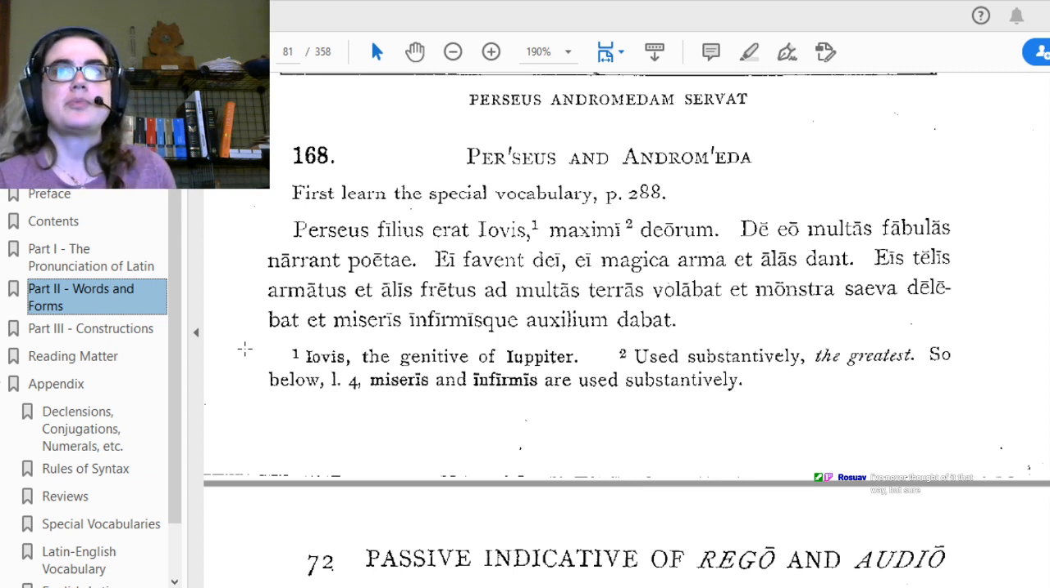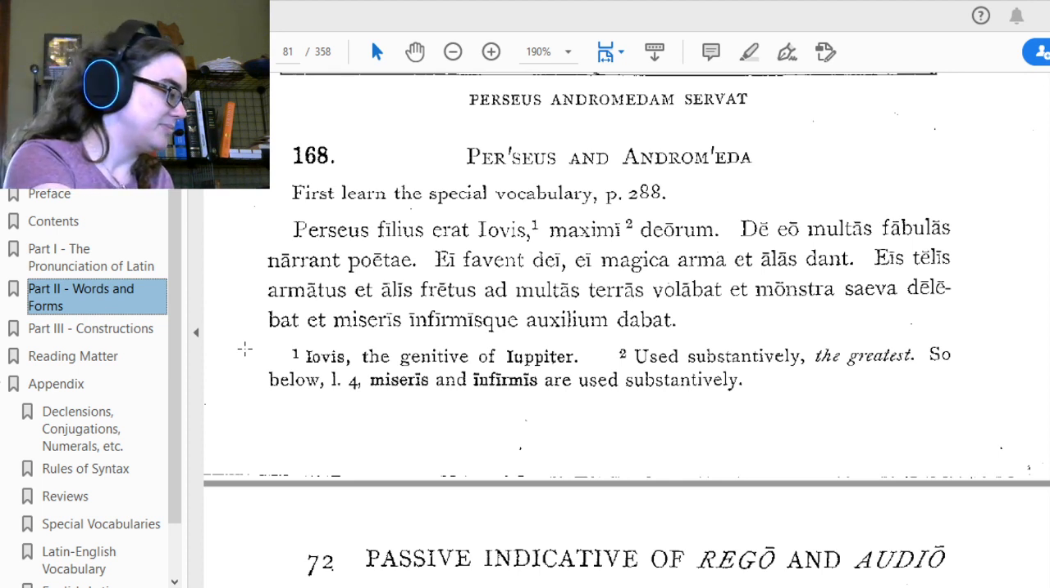All right. So, armed with these weapons and relying on the wings, he used to fly around to many lands, and he used to destroy savage monsters, and he used to give help to the miserable people and the weak people. Very nice.